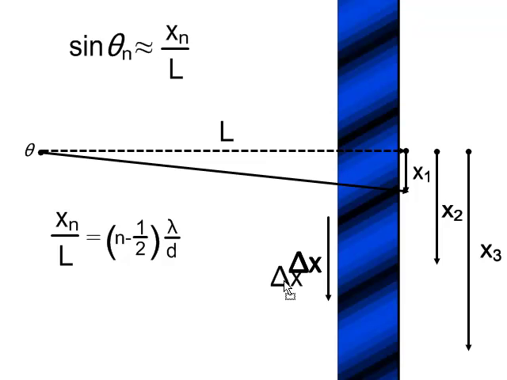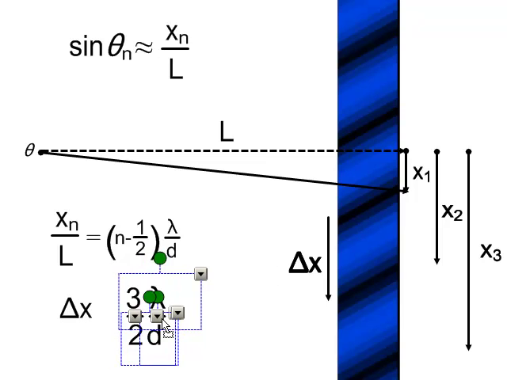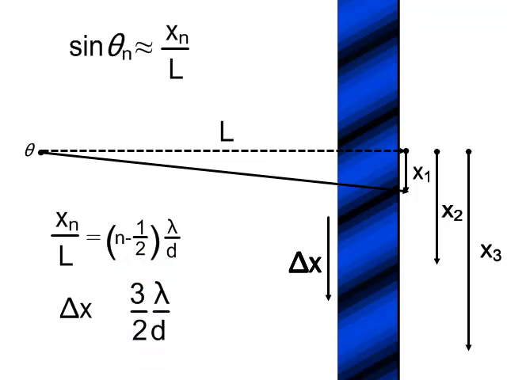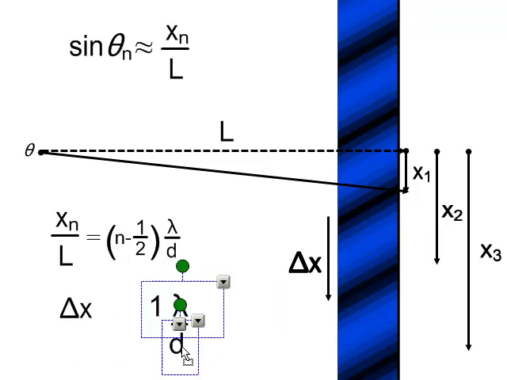And so my first delta x, my first distance between fringes, is equal to 3/2 of a wavelength divided by the distance between my point sources, subtract half of a wavelength divided by the distance between my sources. That's going to be the delta x between my first and second order fringe. And of course, that is just equal to lambda over d.